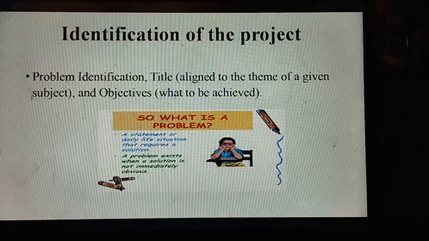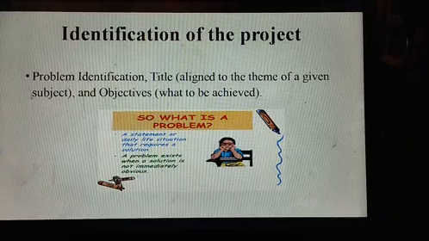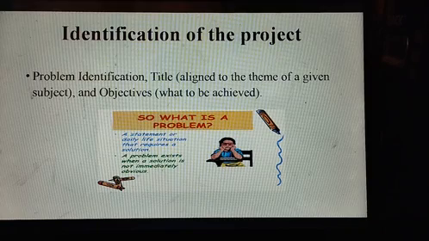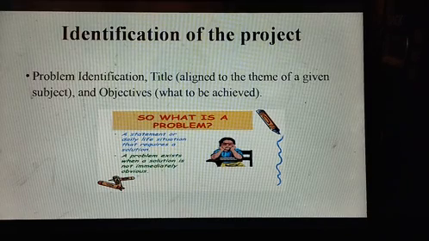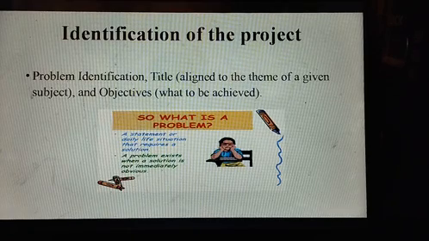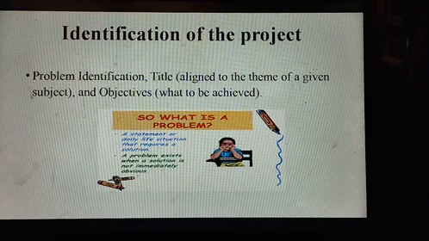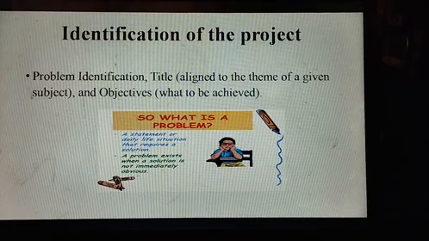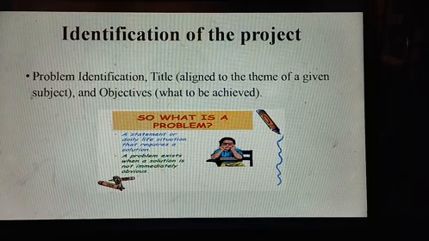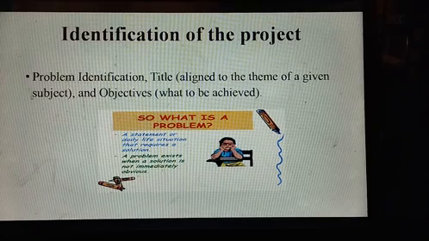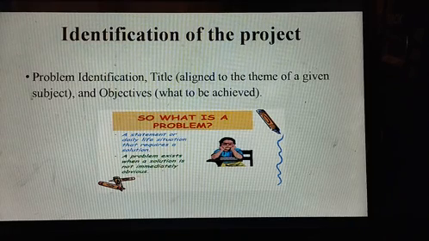To come up with a project, the problem must be available. In other words, you cannot come up with a project when the problem is not available. So it involves the title, and that title must be aligned to the theme of a subject. A theme is something which is wide. For subjects like biology and physics, a theme is like a branch. So there we shall focus on a chapter. The title must be aligned to a theme or a chapter. For subjects having broad themes, you focus on a chapter.